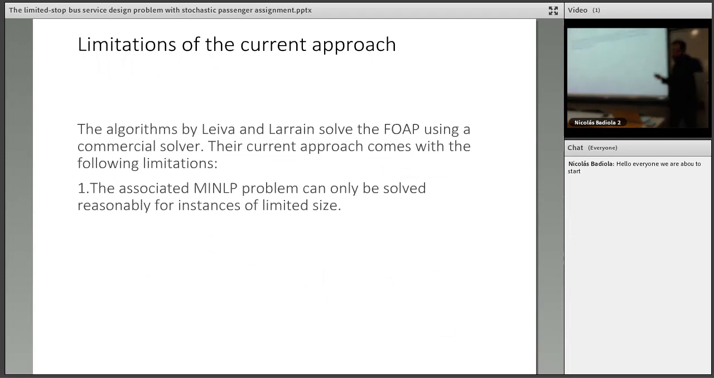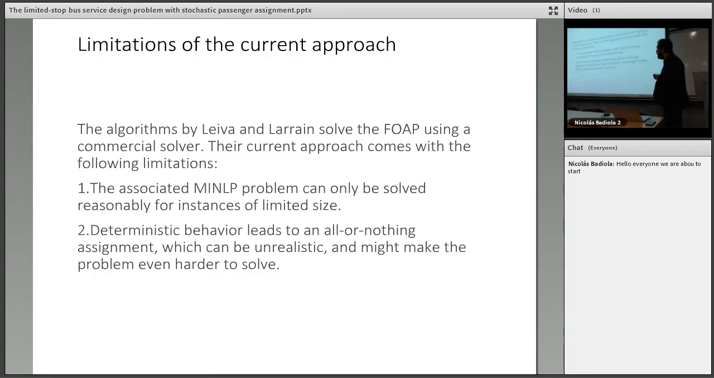So the limitations of the current approach are the following, and these are the limitations that we're going to face in the rest of this presentation. First, the associated mixed integer nonlinear problem can only be solved reasonably for instances of limited size. Second, deterministic behavior leads to this all or nothing assignment, which can be very unrealistic.